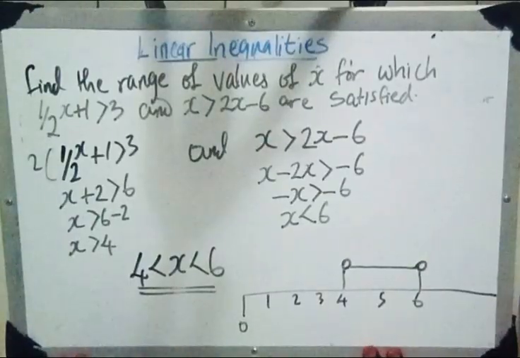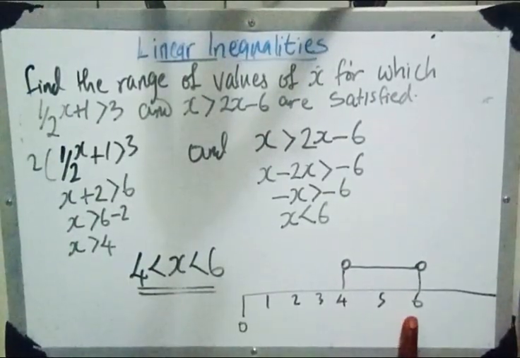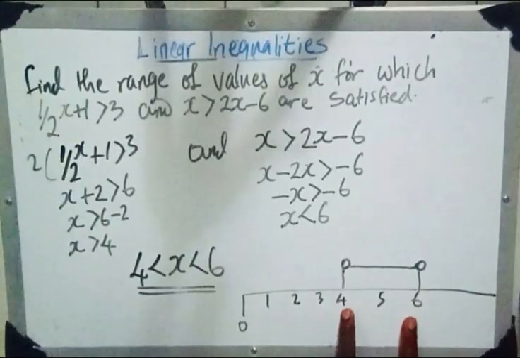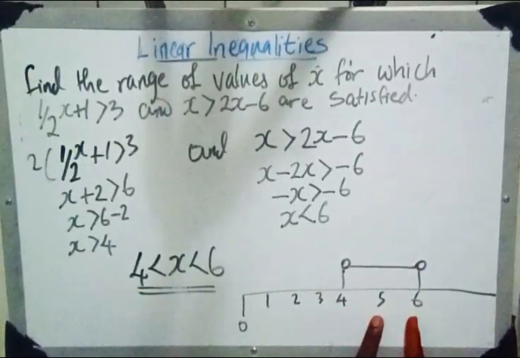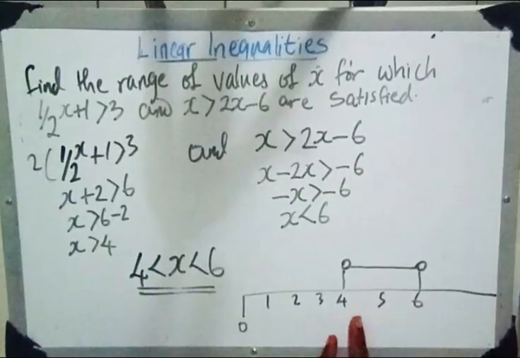That's how we represent it on a number line. So x starts from 4 and goes to 6, but it doesn't start from 4. It starts right after 4 and gets right before 6. So logically, x is all the values between 4 and 6, but never touches 4 or 6. So let me give you something to do.